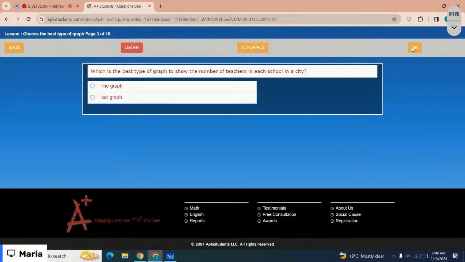Which is the best type of graph to show the number of teachers in each school in a city? Which is the correct option? Line graph, bar graph? Bar graph, yes, because here you have a comparison, like you are going to compare the number of teachers in different schools, right? So you have to use the bar graph. Very good. The correct option is bar graph.